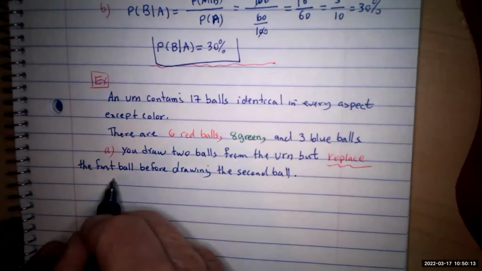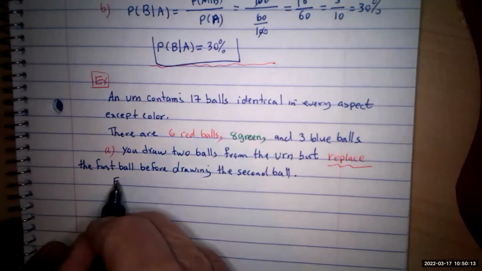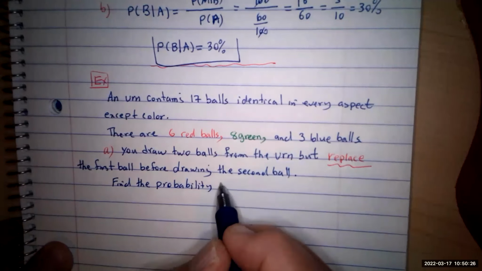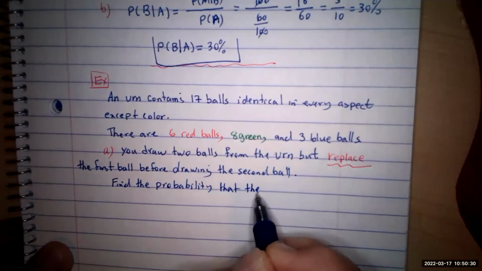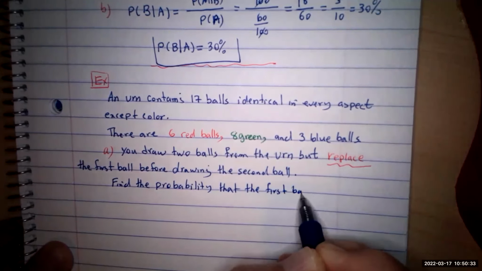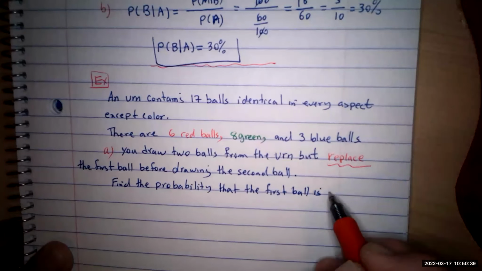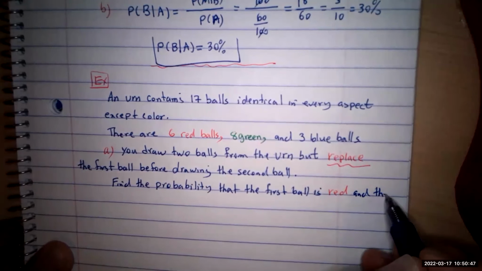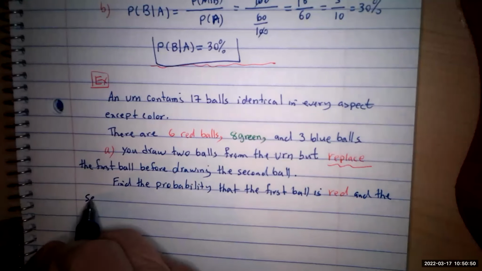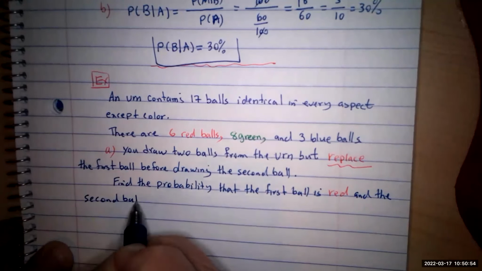So they ask you to find the probability that the first ball is red and the second ball is going to be green. So that's the first question.